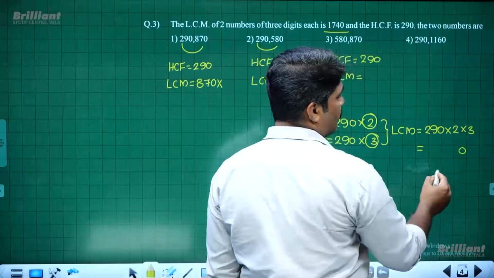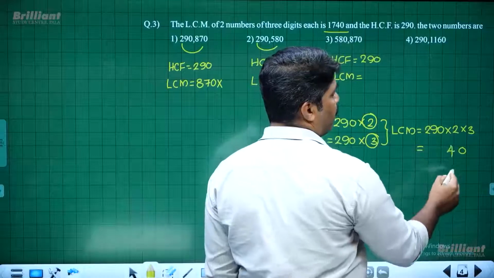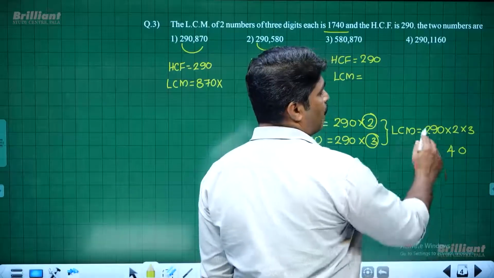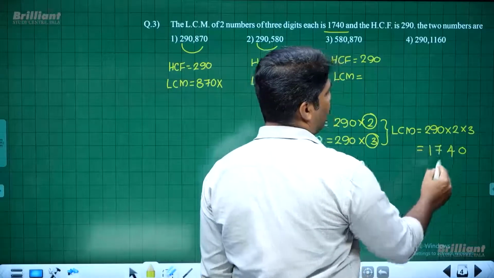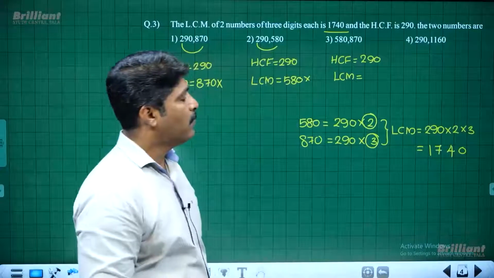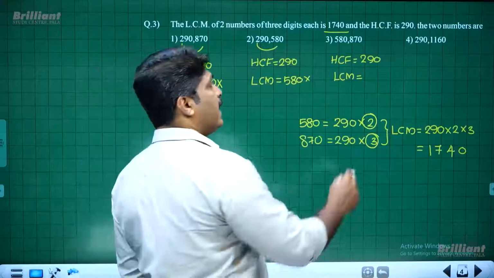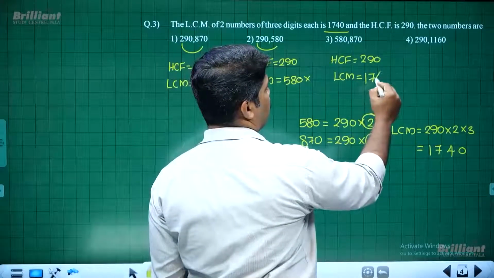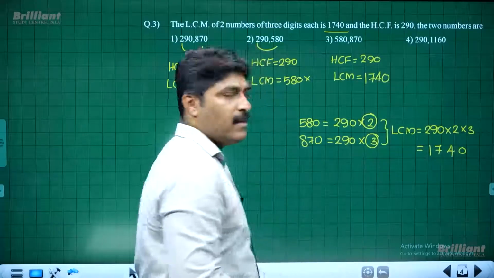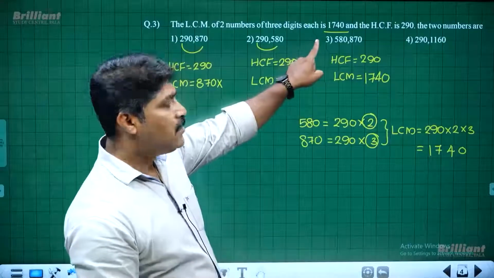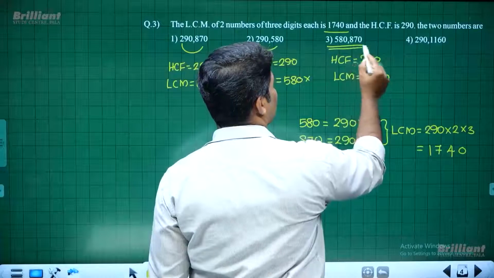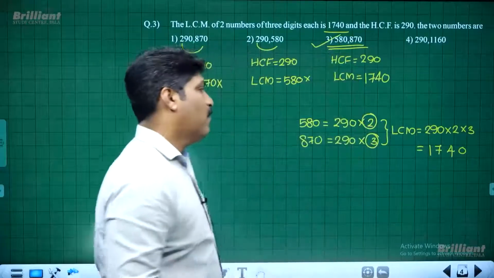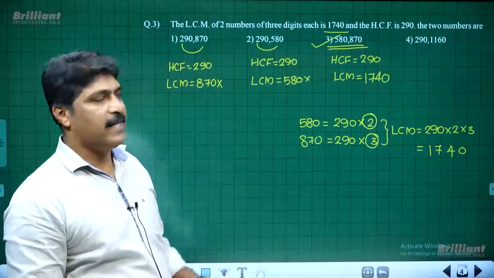So 6 times 0 is 0, 6 times 9 is 54, 5 is there, 12 plus 5, so that's equal to 17. So 1740. Therefore, LCM is 1740. Got it? Yes, that's satisfying our requirement. Therefore, our assumption is correct. Therefore, this is the right one. From the options, we can reach the conclusion like this.